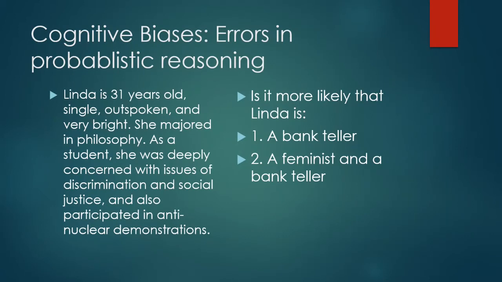But according to probability theory, it is impossible for the conjunction of two things to be more likely than one of the disjuncts. So a feminist and a bank teller cannot possibly be more likely than just being a bank teller. That's just a fact about probability. There are two probabilities here: the probability she's a feminist, and the probability she's a bank teller. The probability that she's both is this times this, which is always smaller than just being a bank teller.